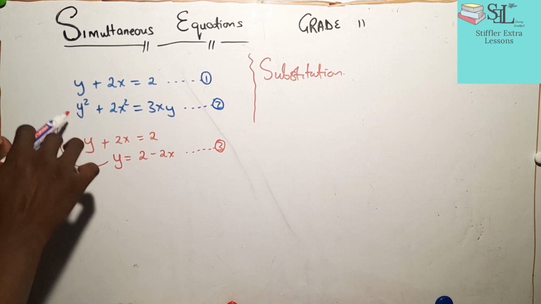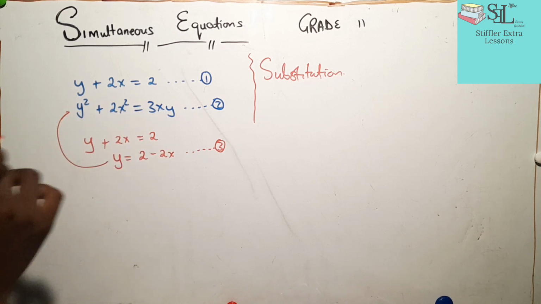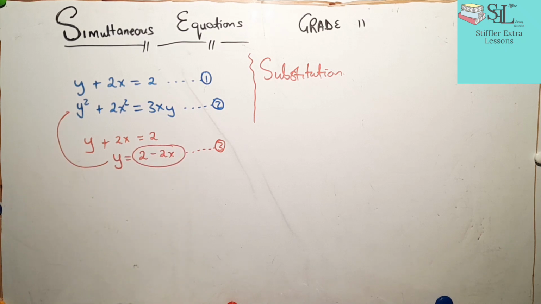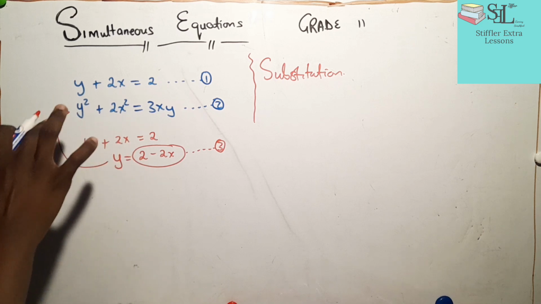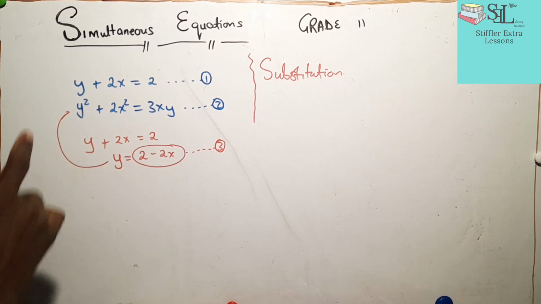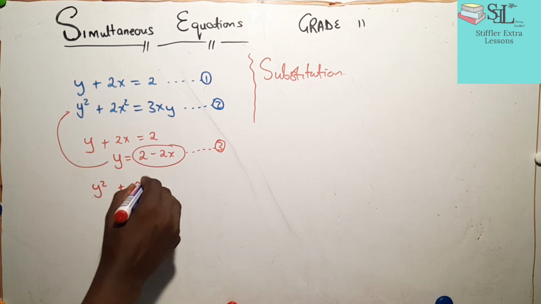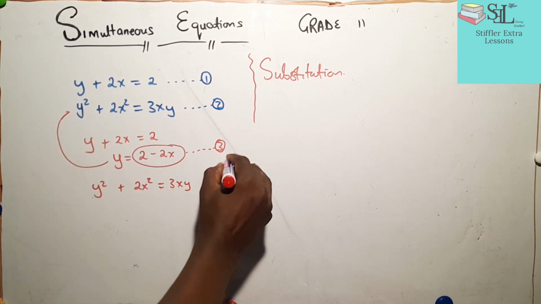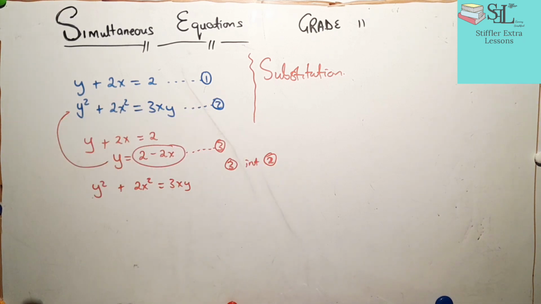We can see that this is y squared plus 2x squared is equal to 3xy. Anywhere that we see y, we are going to substitute 2 minus 2x. This is our value of y in terms of x. So everywhere that there is y, we are going to substitute that. Let's write out our equation: y squared plus 2x squared is equal to 3xy. We're going to substitute equation 3 into equation 2.